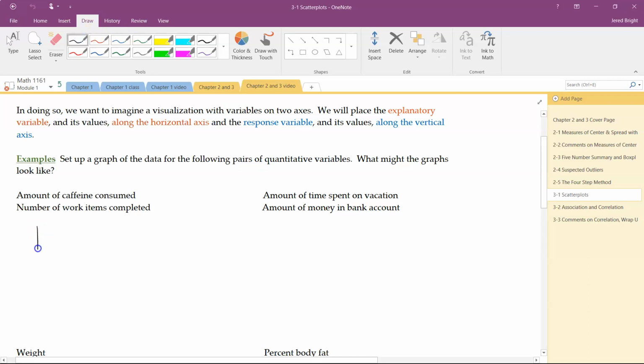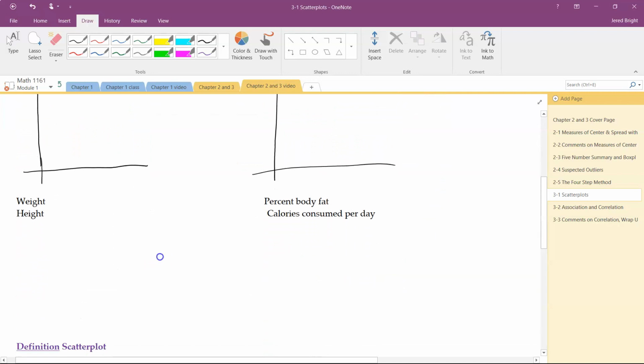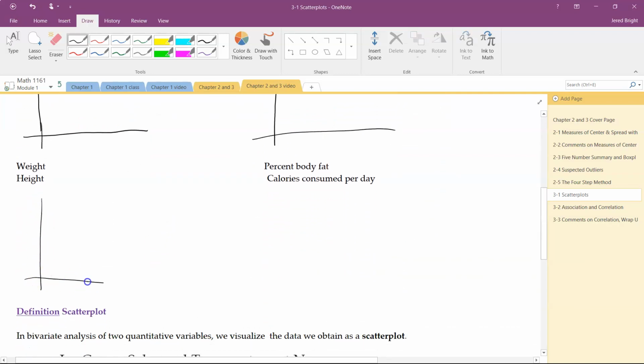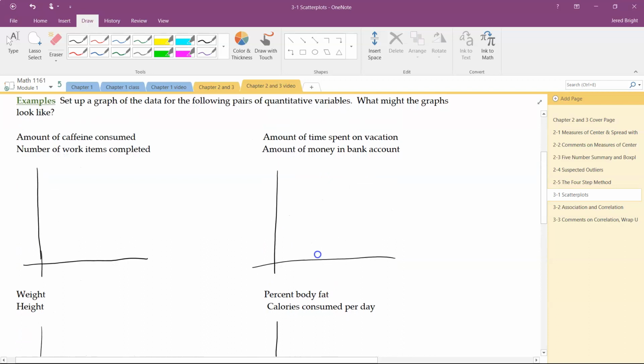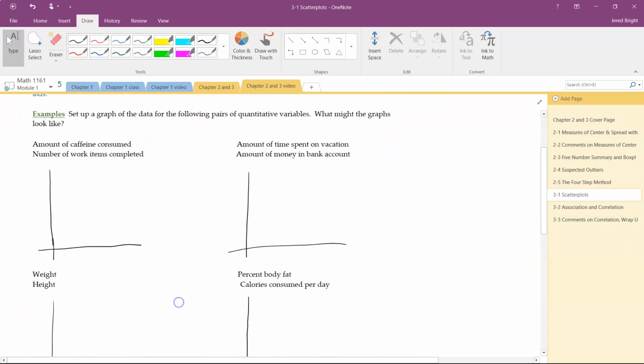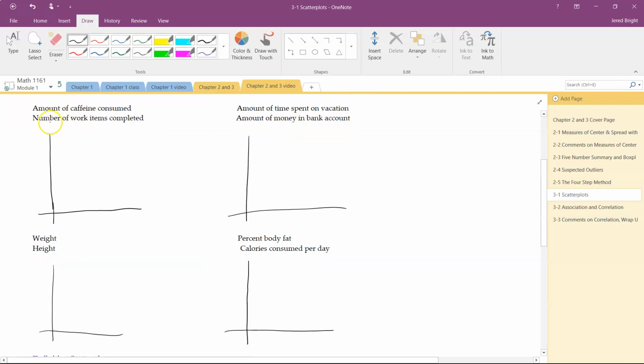So I have some examples here. Four of them. I'm just going to draw a sketch here, and I'm only using the first quadrant if you're thinking about the mathematical interpretations of these grids. I want you to imagine you need to make a visualization of these. So which axis in the upper left would amount of caffeine consumed go on versus number of work items completed? Go through and see if you can identify which one is the explanatory variable, which one's the response variable, and then label the graphs appropriately. Resume the video when you're ready to see my responses.